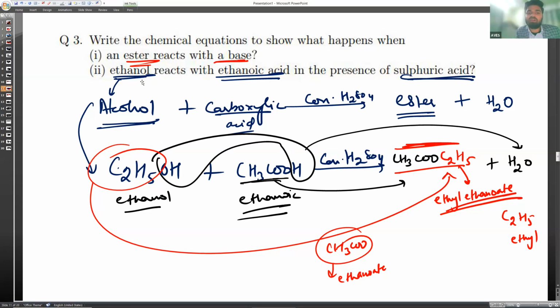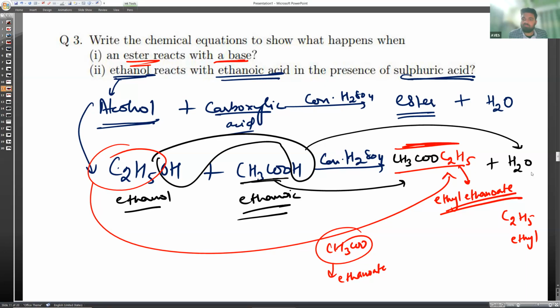So ethanol is a 2-carbon alcohol. Ethanoic acid is a 2-carbon carboxylic acid. When they react with concentrated H2SO4, it is going to form ethyl ethanoate. What is it going to form? Tell me. It is going to form ethyl ethanoate plus water. Got it?